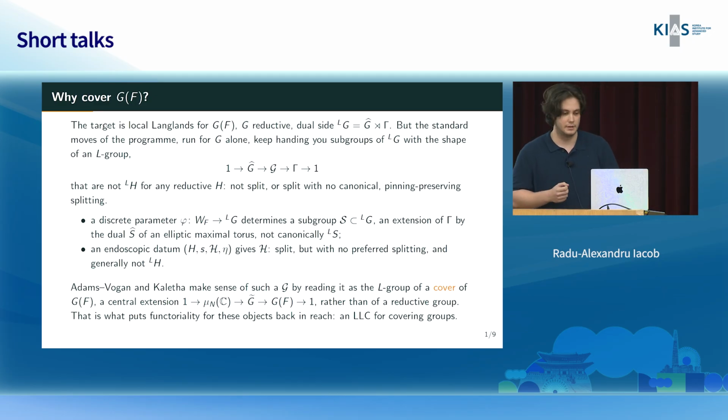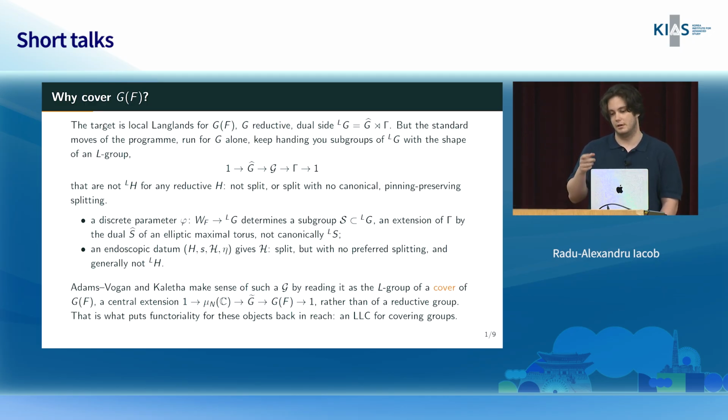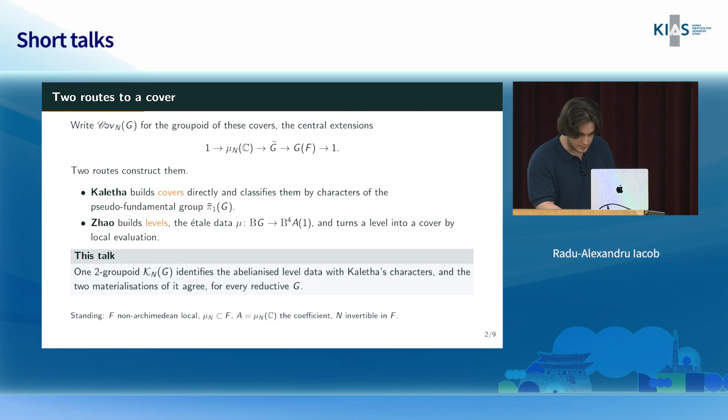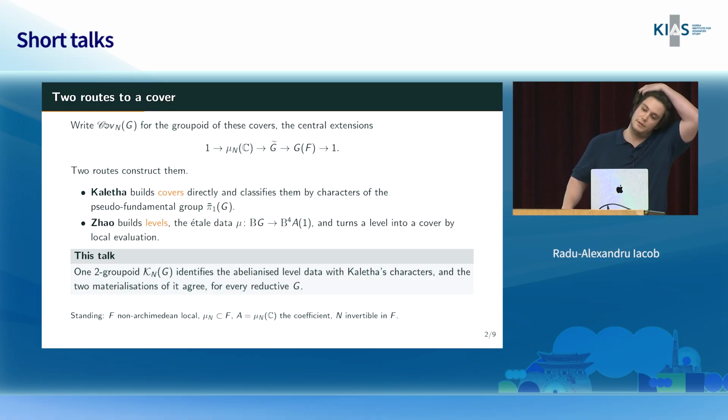But then this cover theory that was proposed by Weissman, Gaitsgory and Kaletha sort of allows you to speak about these extensions as L-groups of covers. So that's why we're interested here. It gives us a bit more leeway when we talk about functoriality questions in the classical local Langlands correspondence. Right, so the topic of my thesis is comparing two ways of constructing these covers.